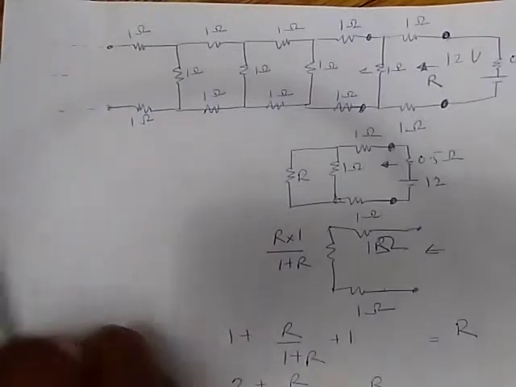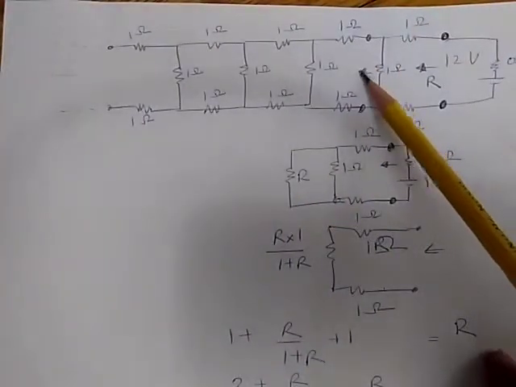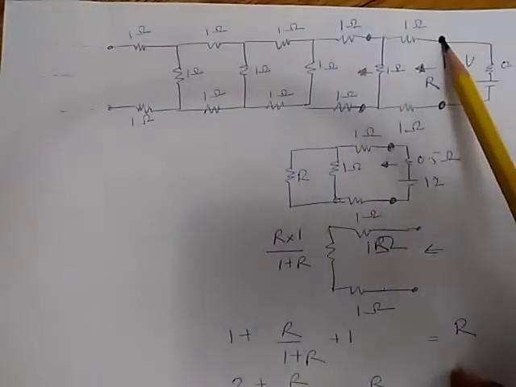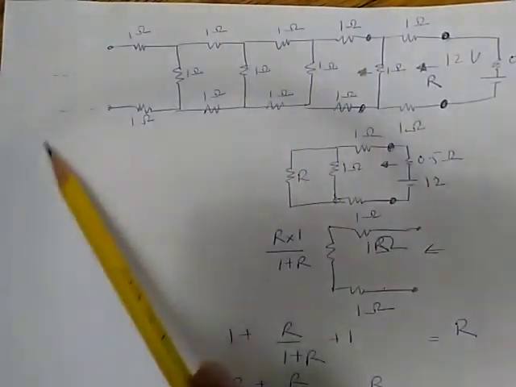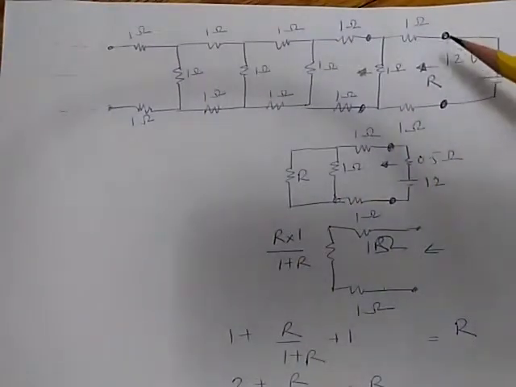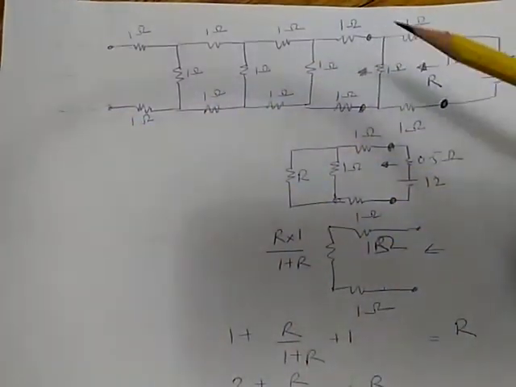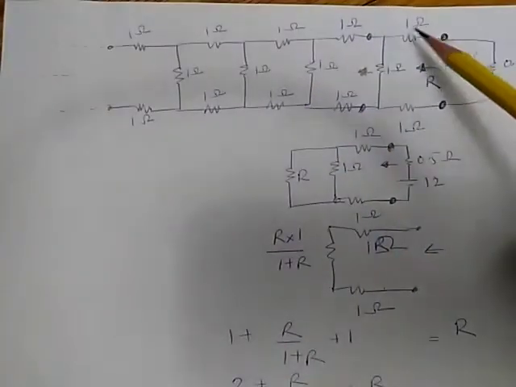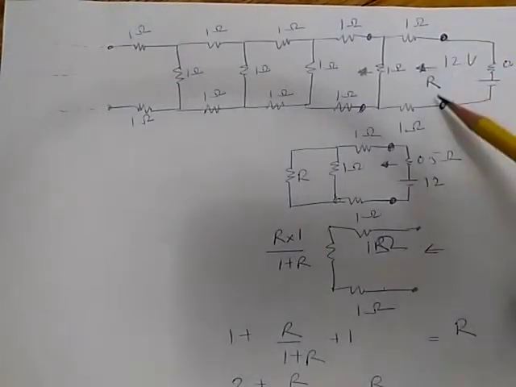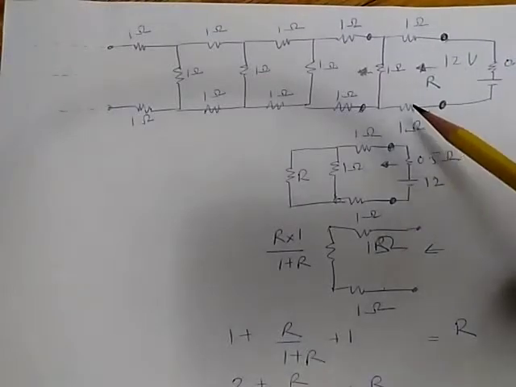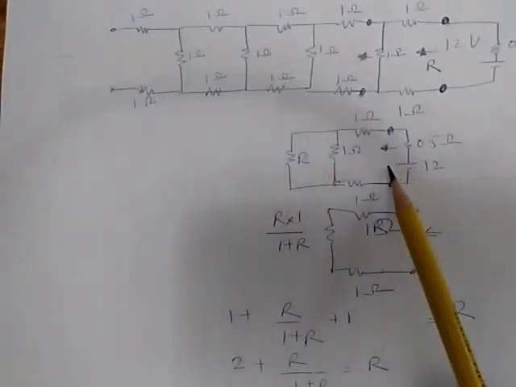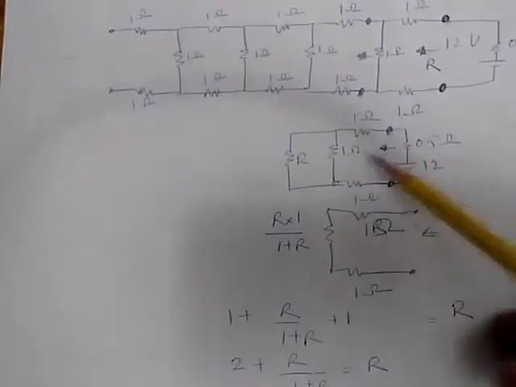Because this is infinite and goes up to infinity, looking at the circuit from here is the same as looking at the circuit from this point, because this is the whole infinite circuit. These two circuits are the same. In other words, the equivalent resistance looking from these two points is the same as the equivalent resistance looking from these two points. So if the equivalent resistance from here is R, then we can replace the whole circuit from this point onwards by R, where R is also the equivalent resistance of the circuit looking from this point to this one.